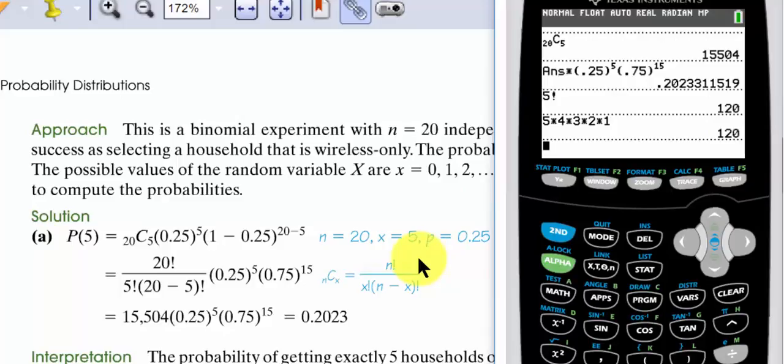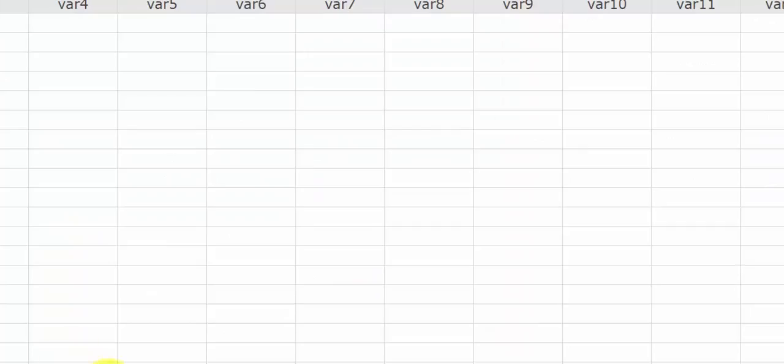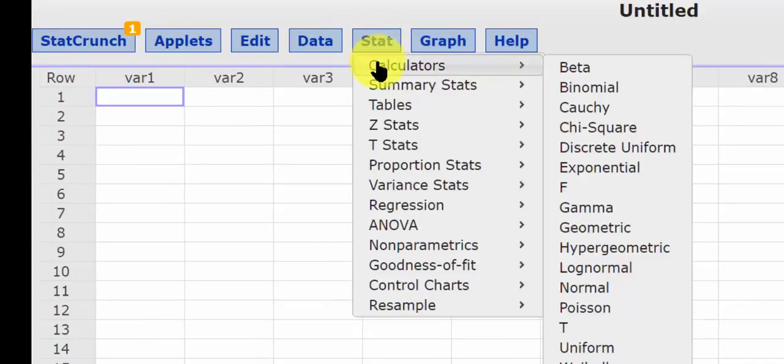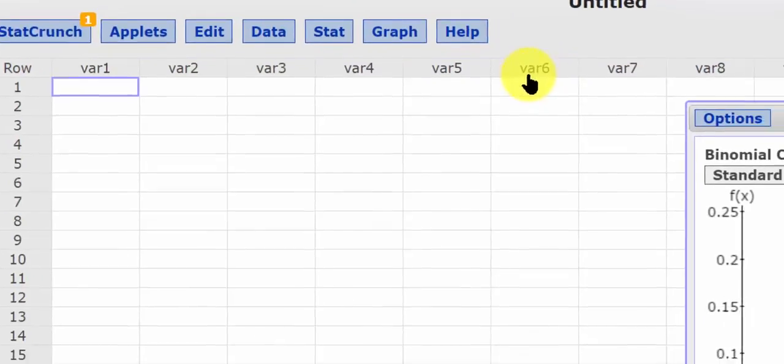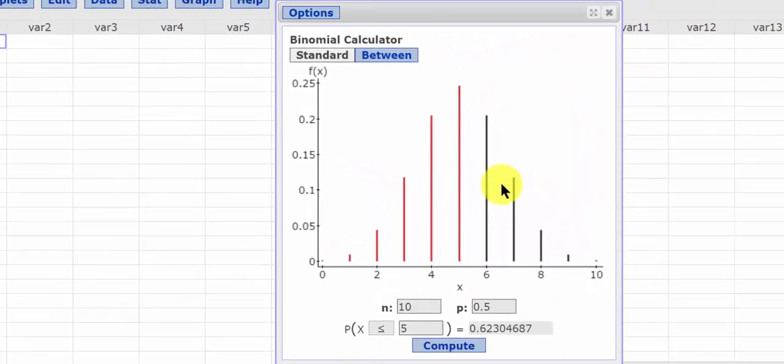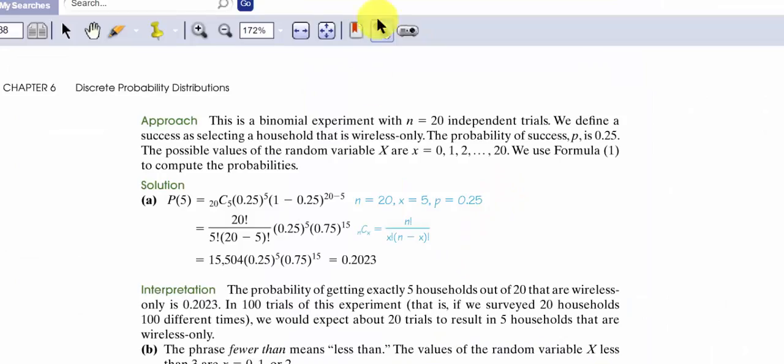Lucky for us, we have StatCrunch at our disposal. So I'm going to open a new StatCrunch window. And I am going to select Stat Calculators, Binomial, and I have a little window that comes up. And I forgot what the N was. I think N was 20. Let me just take a peek.